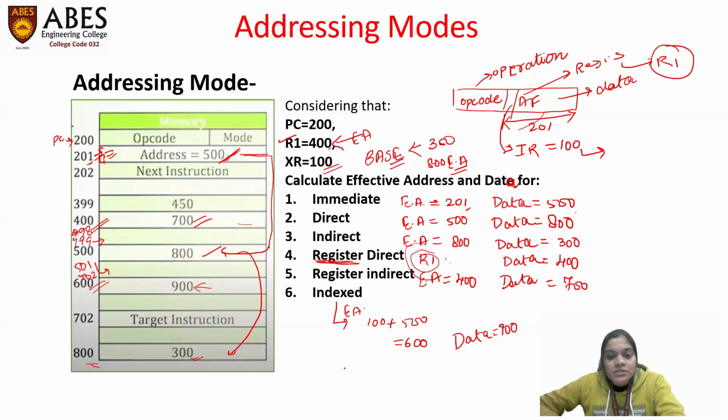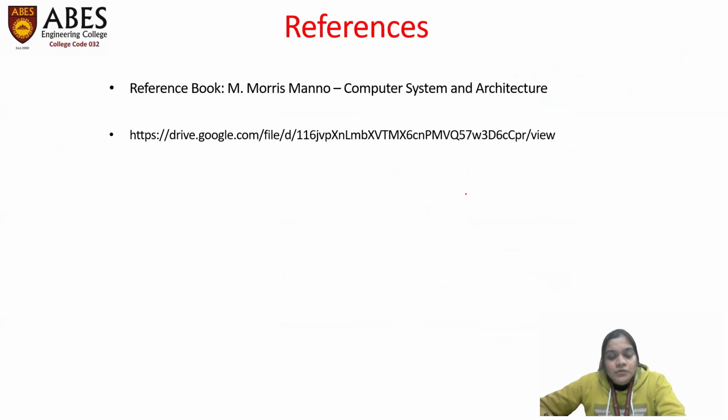Sometimes questions in external exams may ask you only about the effective address. At that time you just need to calculate the effective address. In some exams we have seen that they ask only about the data, but sometimes they are asking about both effective address and data also. So be careful about what the question is asking in the external exams, and accordingly solve your numericals related to addressing mode. This is the reference from where you can see more examples on addressing mode.